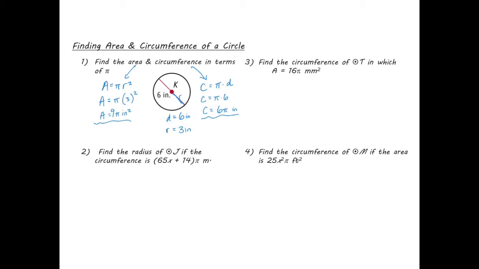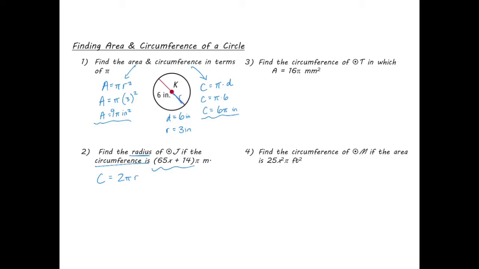Cool. In example 2, it says find the radius, and we're given the circumference. So this is one of those where you're working backwards to find the radius. Since it gives us the circumference, let's start with the circumference formula. C equals, and which one should I use? Since I'm looking for the radius, let's use C equals 2 pi r.